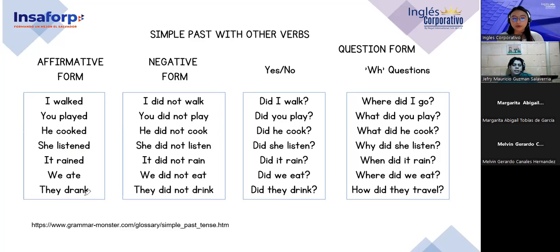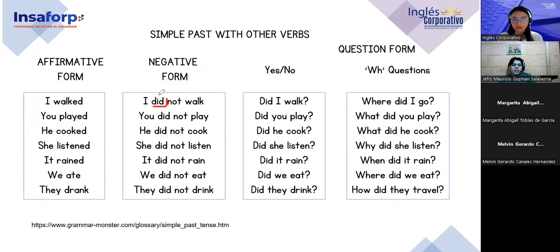Affirmative form. What do we need to have at the beginning? A subject. In this case, I am giving you the examples by using pronouns. Pronoun plus the verb in the simple past form. How do I make negative statements?